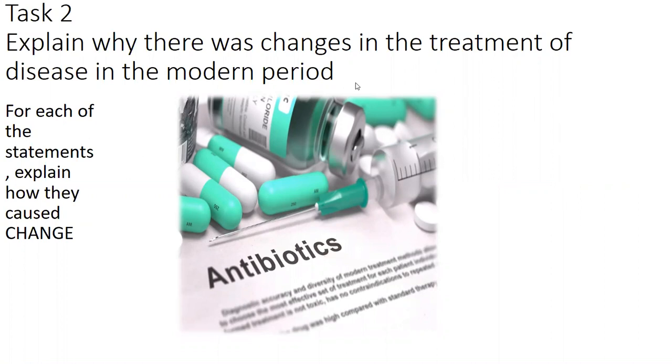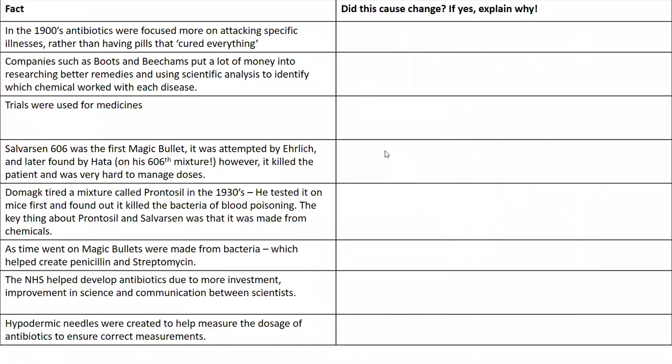Right, now imagine you got this question in the exam. An explain question, hopefully we know by now, is a 12 marker. Explain why there were changes in the treatment of disease in the modern period. You might have a stimulus point that says antibiotics. So, here's a list of statements. You could use this as your evidence part of your question.